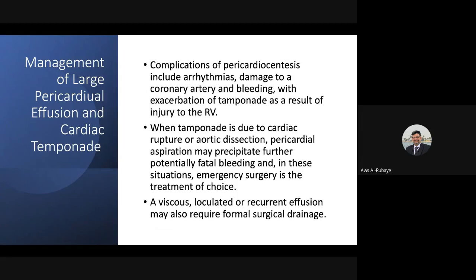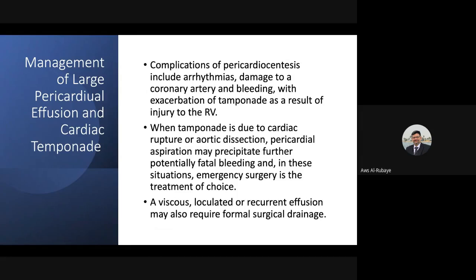Therefore, whenever we have pericardial effusion from aortic dissection or cardiac rupture, we send the patient to surgery, because the leak of fluid from the myocardium or from the aorta into the pericardial sac is stopped by the pressure inside the pericardial fluid. When you do aspiration, you will relieve this pressure and cause more bleeding, more blood to exit from the heart and from the aorta.